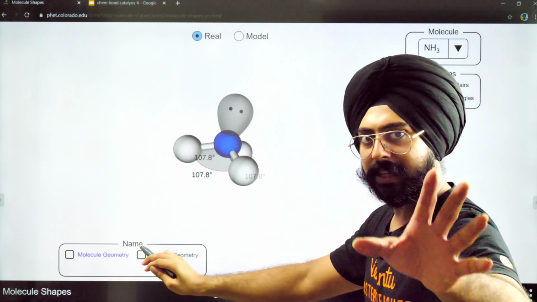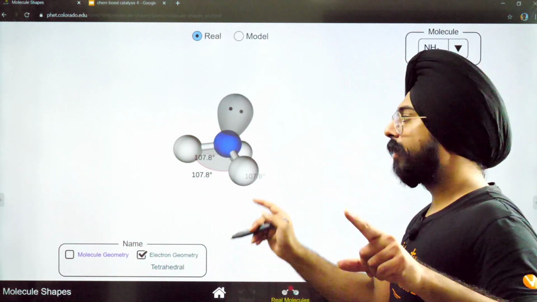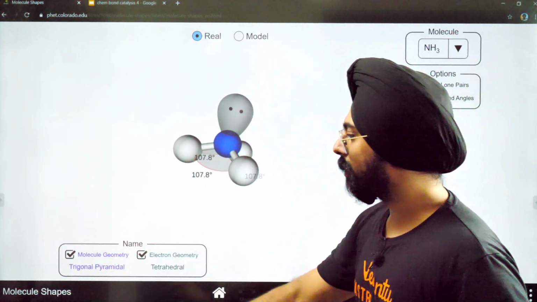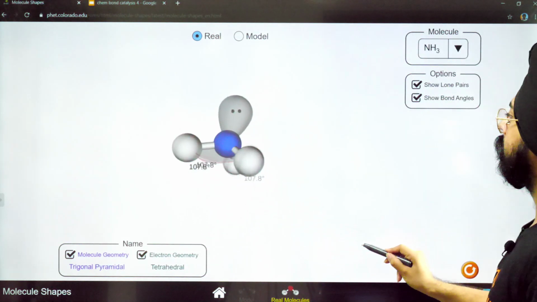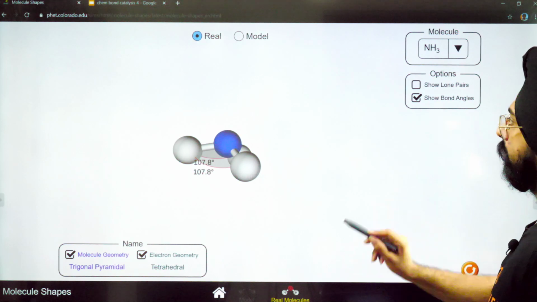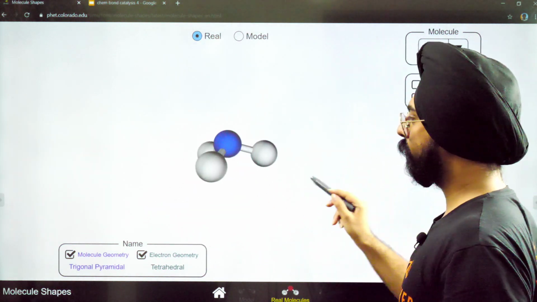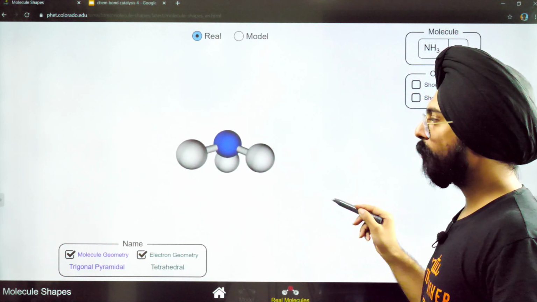Electronic geometry is the same. Electrons arranged in a tetrahedral fashion. But the shape of this molecule is called trigonal pyramidal. Why? See, we remove the lone pair, and remove this as well. Can you see a tiny little base of a tripod over here?